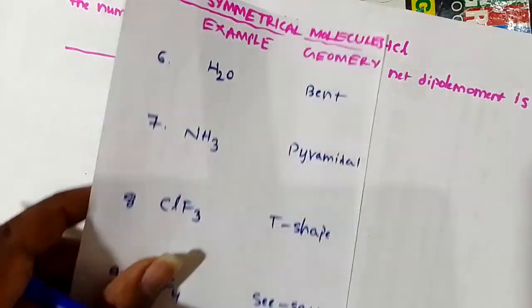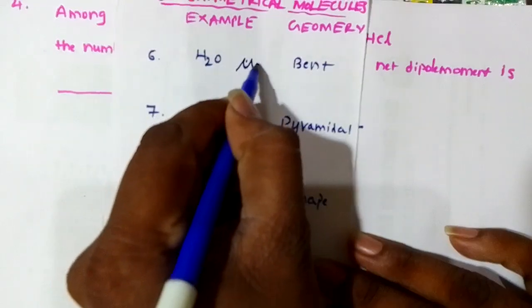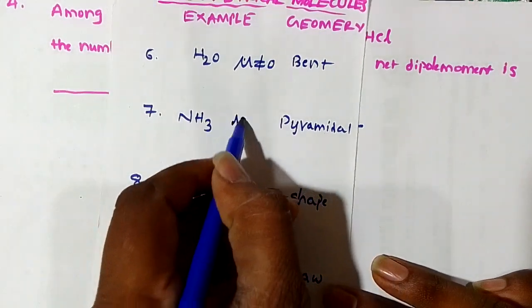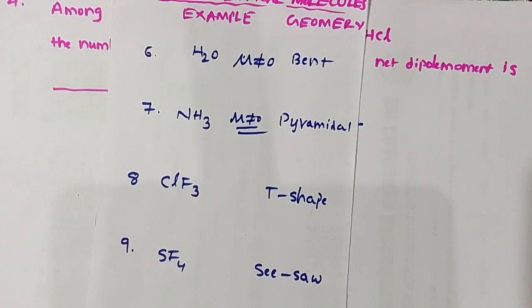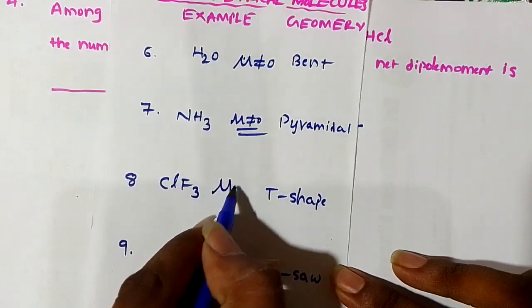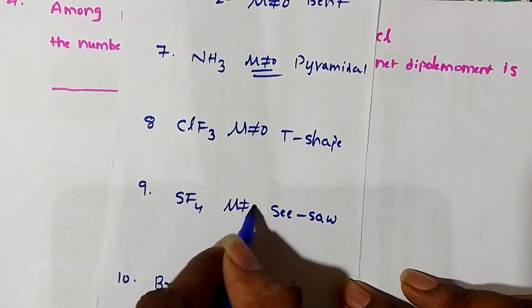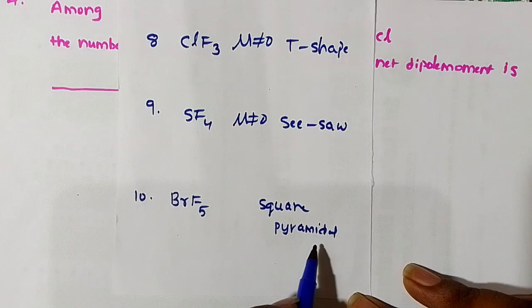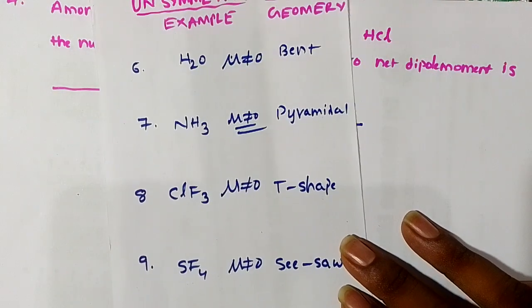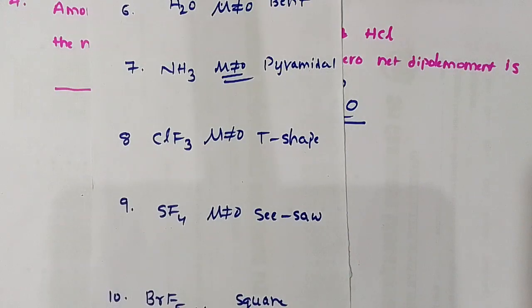Next, unsymmetrical molecules. H2O is bent, unsymmetrical, so the dipole moment is not equal to 0. Ammonia is pyramidal, unsymmetrical, so the dipole moment is not equal to 0. ClF3 is T-shaped and unsymmetrical, hence the dipole moment is not equal to 0. SF4 has a see-saw structure, unsymmetrical, so the dipole moment is not equal to 0. BrF5 is square pyramidal, unsymmetrical, dipole moment not equal to 0. H2O, NH3, ClF3, SF4, BrF5 are unsymmetrical molecules, so the dipole moment is not equal to 0.